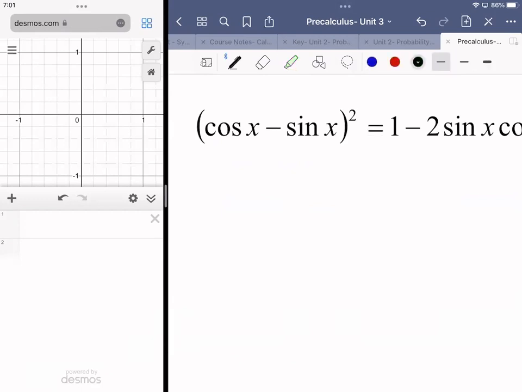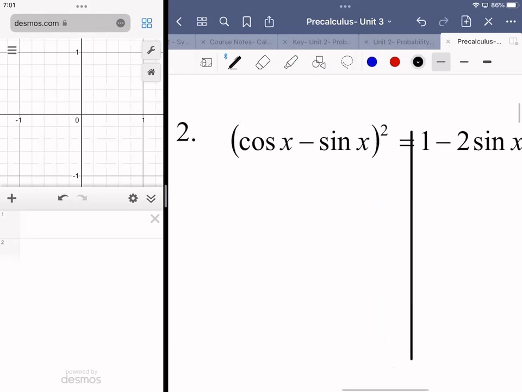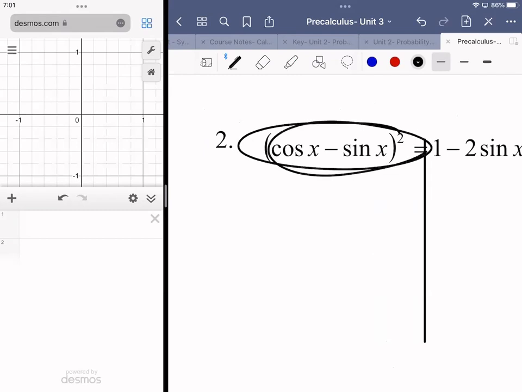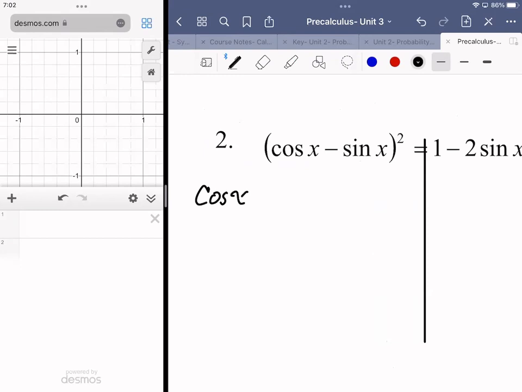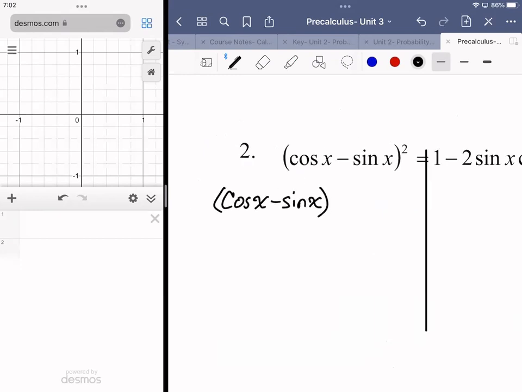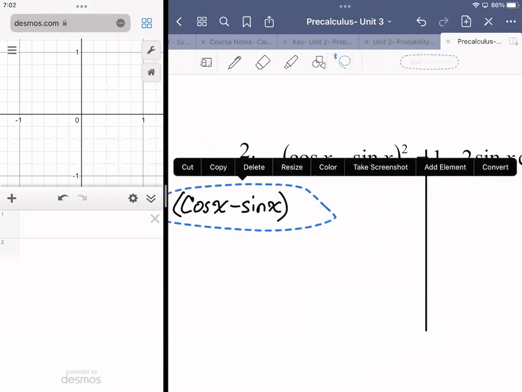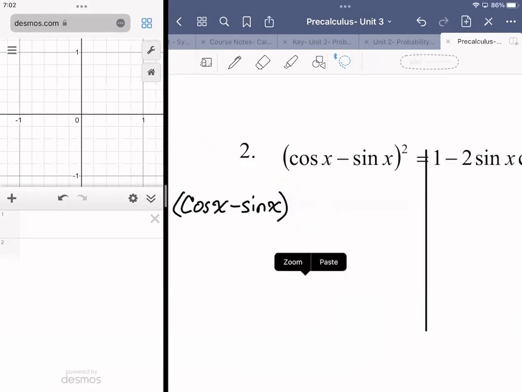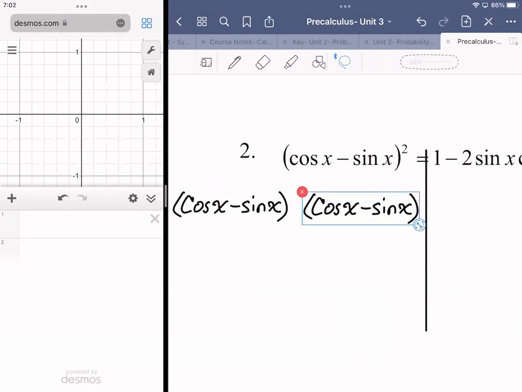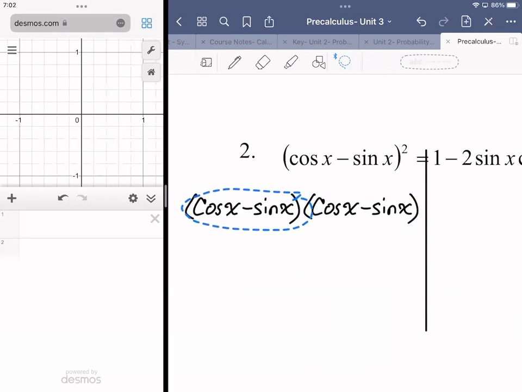I'm going to draw my impenetrable barrier. Boom. Okay. Boom. I have this expression being raised to the second power. So I'm going to write that as cosine x minus sine x times another cosine x minus sine x. I mean, that's what it means to square something, right? Multiply it by itself.